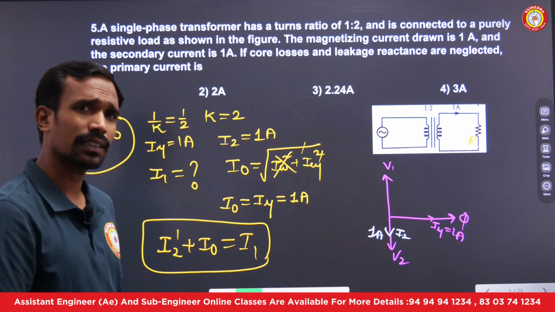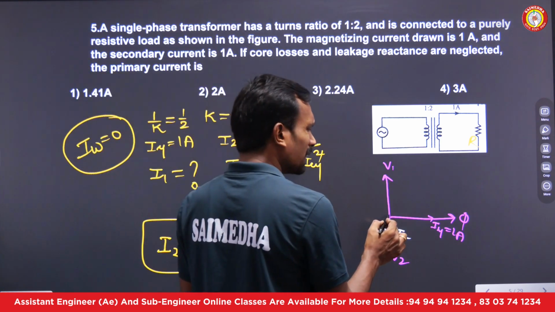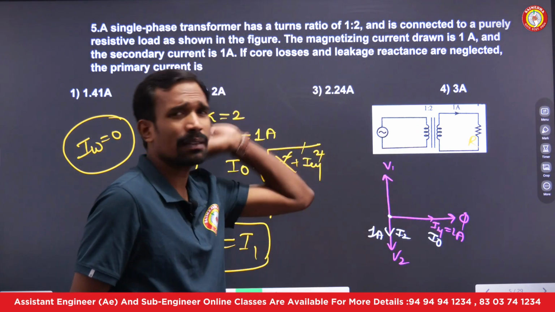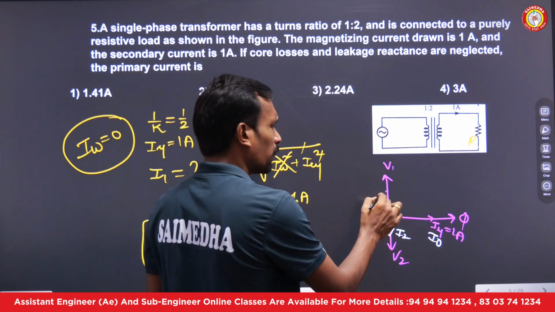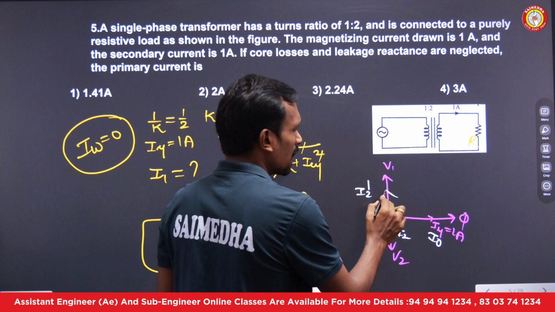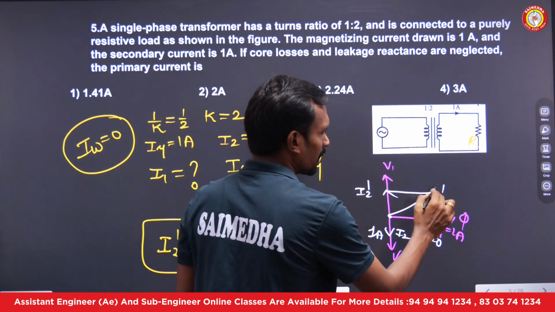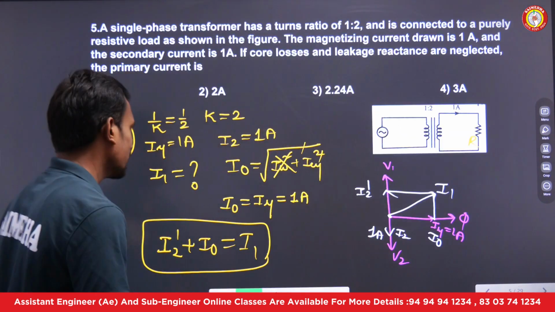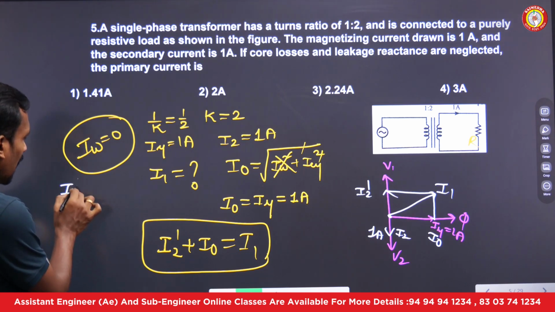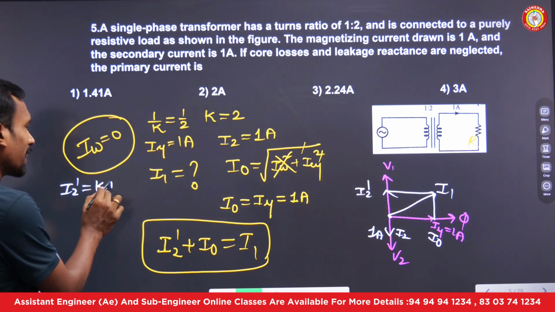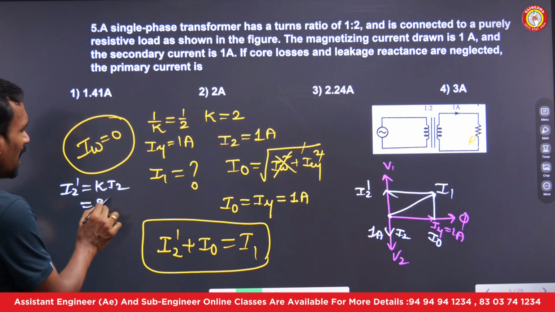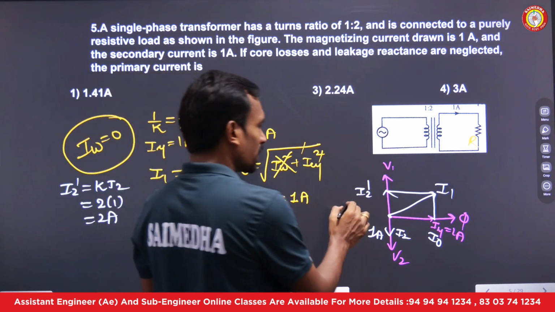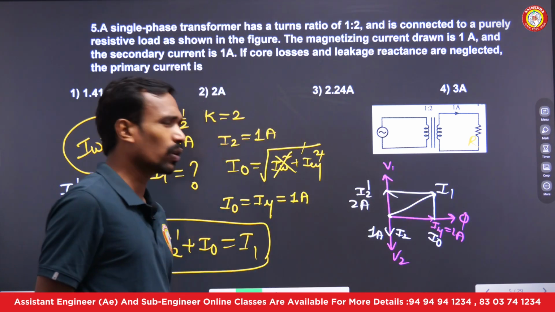Now I want I1. How can we calculate I1? I1 is nothing but I naught plus I2 dash. This is the I naught, this is the I mu. Where is my I2 dash? Exactly in the opposite direction, you may have I2 dash. The sum of I2 dash and I naught is nothing but our I1. Now tell me, what is I2 dash? I2 dash formula, have you remembered? I2 dash is equal to K into I2. K is 2, I2 is 1. So I2 dash is equal to 2 amperes and I mu is equal to 1 ampere.